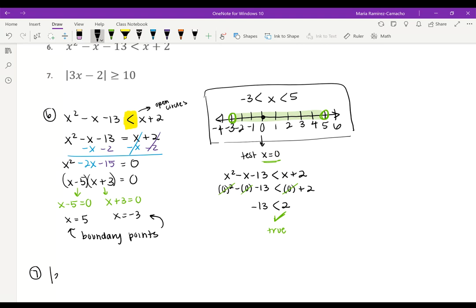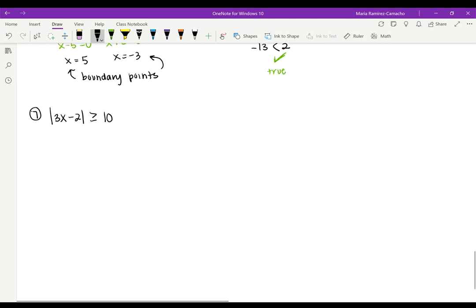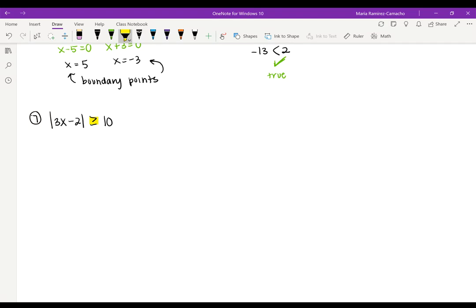Okay, the absolute value of 3x minus 2 is greater than or equal to 10. Right away I can tell you that these boundary points for number 7 are going to be closed circles because of the greater than or equal to. Let's figure out what those boundary points are going to be, though. We'll treat this as an equation. 2 numbers can have an absolute value of 10. That could be positive 10 or negative 10. So we're splitting this up into 2 equations.